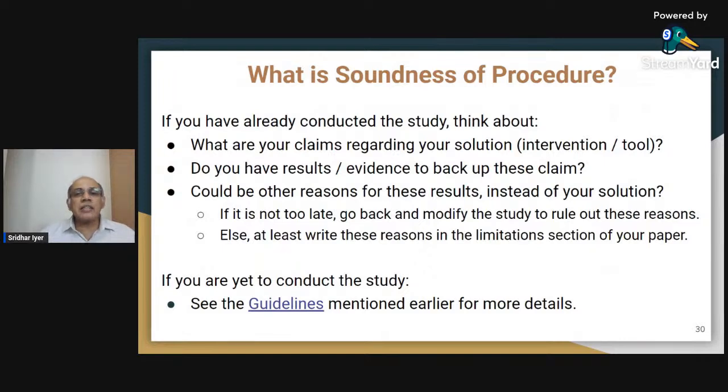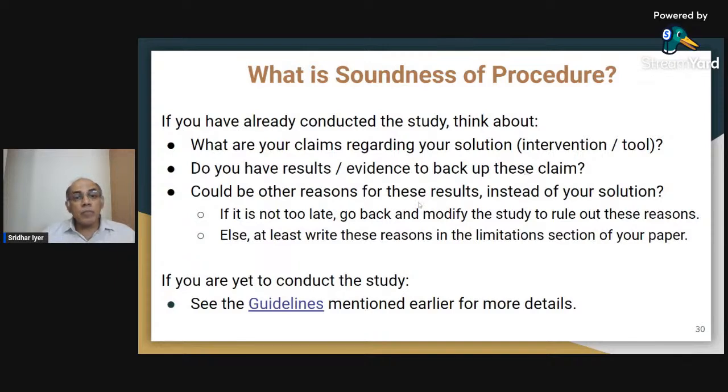But if you have already conducted the study, then what you have to think about is what you are claiming about your solution. Your solution may be an intervention in a classroom, or in an online or hybrid setting, or your intervention may be the development of a tool. You may say, okay, I have developed a new tool for addressing some problem or some inconvenience in the classroom, etc. If you say that your tool improves student engagement or something like that, you have to see whether you have the results and the evidence to back up these claims.